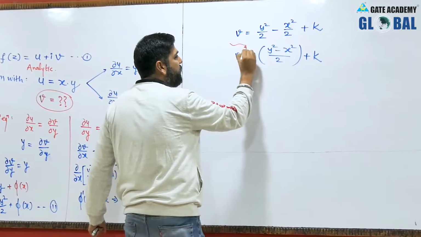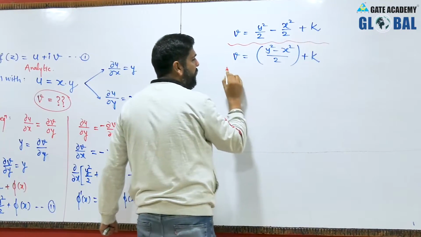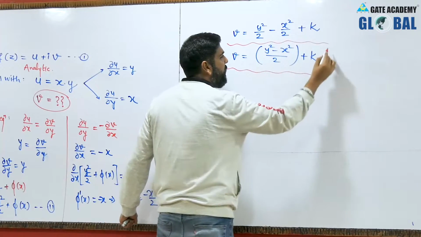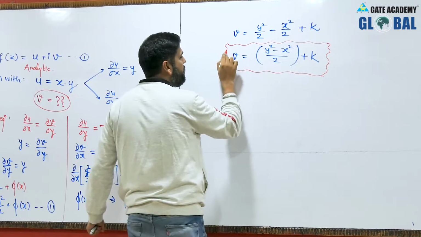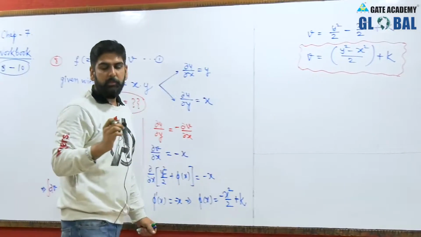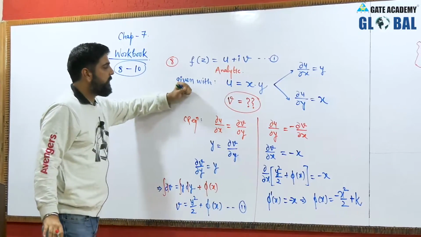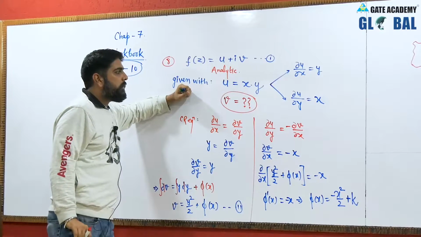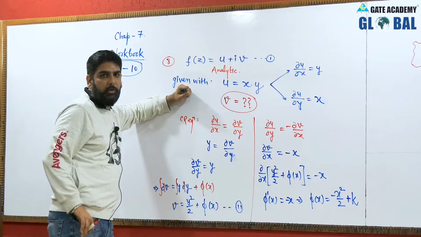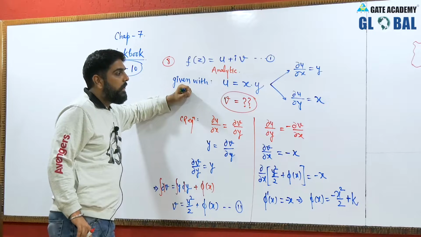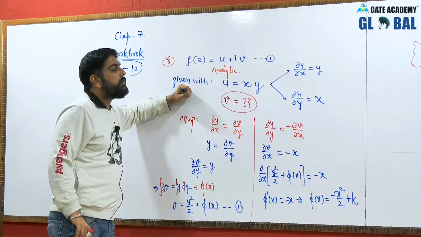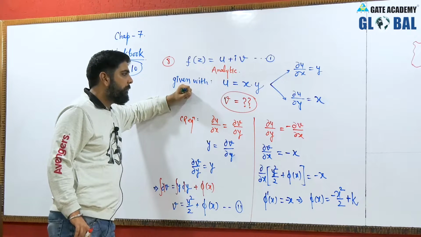I am repeating this question again, please see, because in the offline class also for some students I am repeating this again for you also. So my dear students, here we are having u is equal to xy, so del u by del y is equal to x, and del u by del x is equal to y. So v is question mark.